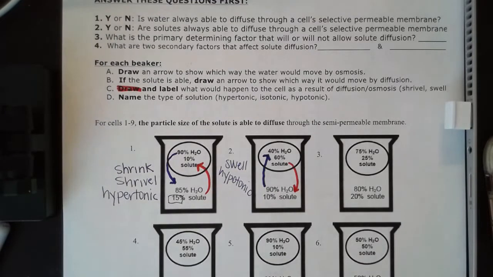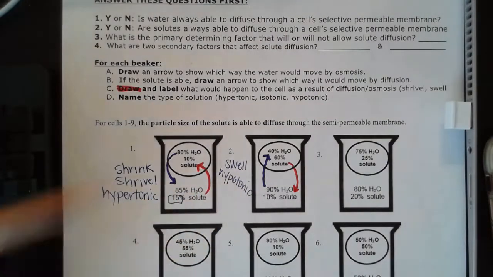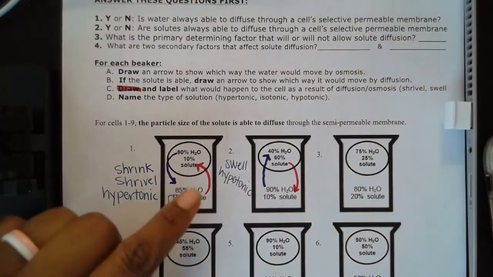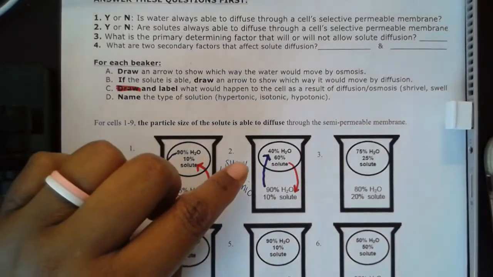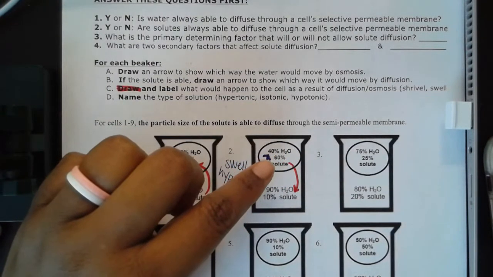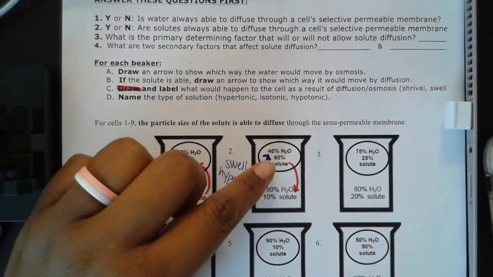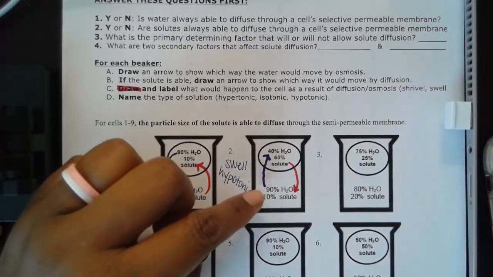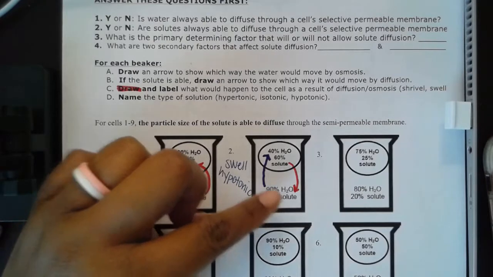All right, so here is the answer. Remember that I wrote my water movement in blue. So again, I have to notice my percents. Inside of the cell, 40% and 60% makes 100%. Outside of the cell, 90% plus 10% makes 100%.